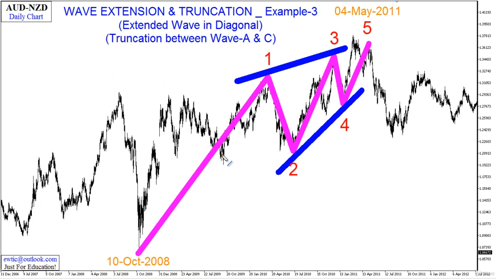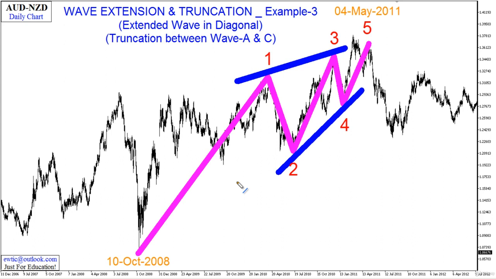See, the wave 1 of this contracting ending diagonal is much bigger than wave 3 and wave 5, wave 2 and wave 4, right? The size of this wave 1 is very big, right? And also we saw the truncation example here between wave A and wave C of this fifth wave of this ending diagonal, right? So that's it about the wave extension and the truncation.